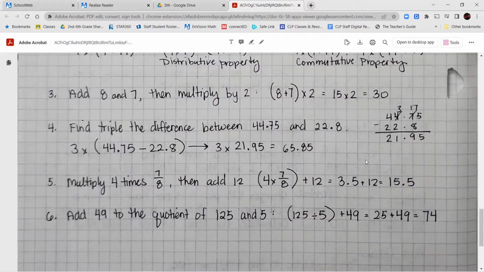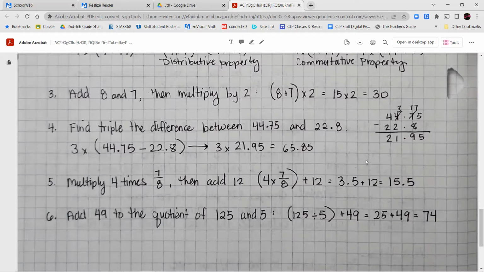For number 5, we have to multiply 4 times 7/8 and then add 12 to that. So I'm going to put in parentheses 4 times 7/8, and then I'm going to add 12 to the product of that number. So 4 times 7/8 gave me 3.5, and then I added 3.5 to 12, and that gave me 15.5.